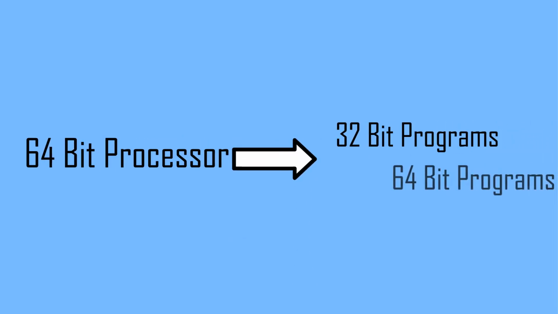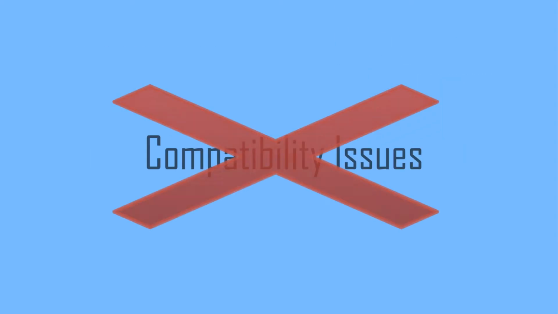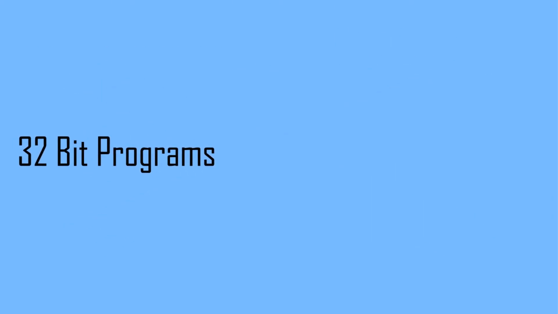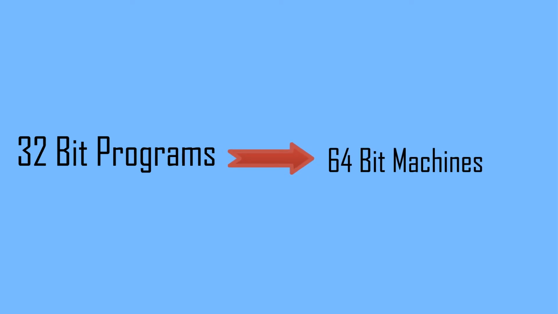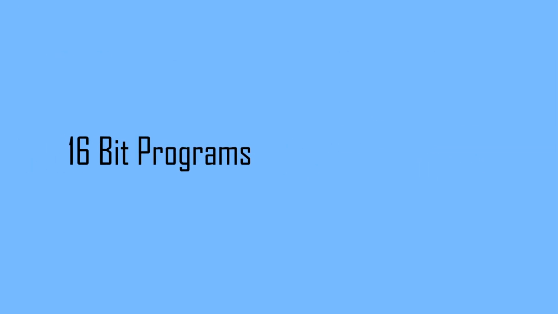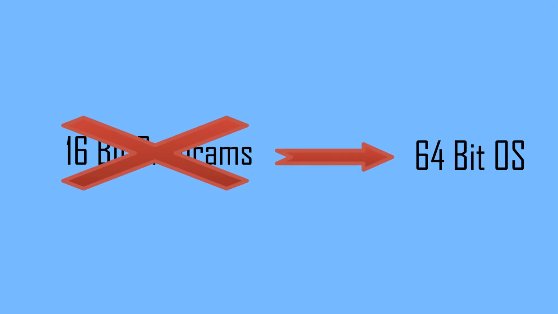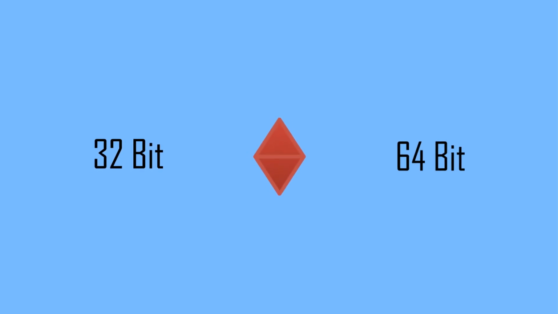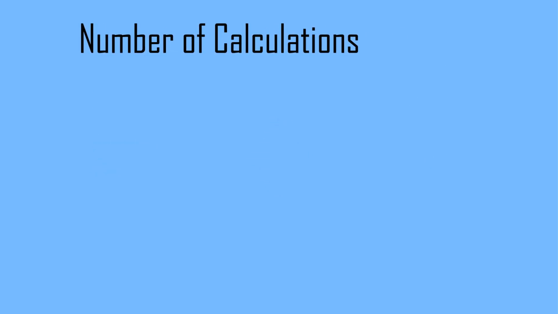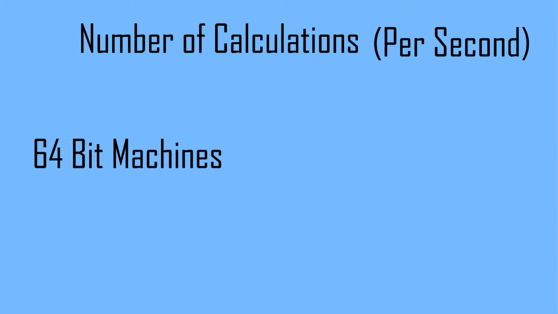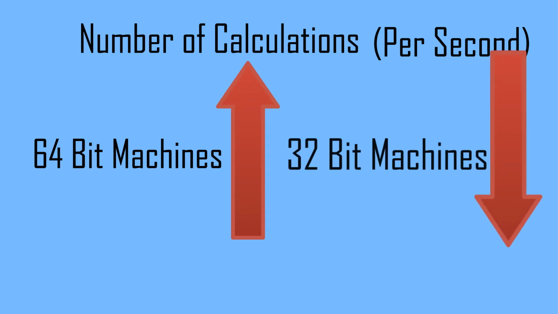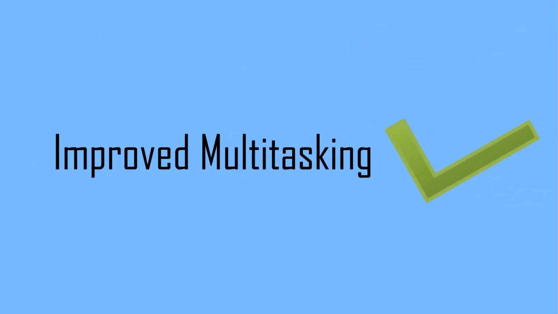There's also an important thing to consider: 64-bit processors can handle both 32 and 64-bit programs, and generally there are no compatibility issues in running 32-bit programs on 64-bit machines. However, 16-bit programs will not run in 64-bit operating systems. Another difference between 32 and 64-bit programs is the number of calculations they can perform per second. 64-bit machines can handle much more calculations per second than 32-bit machines, which results in improved multitasking.